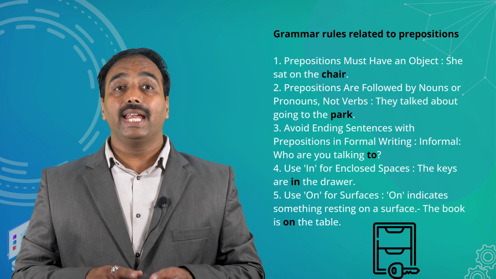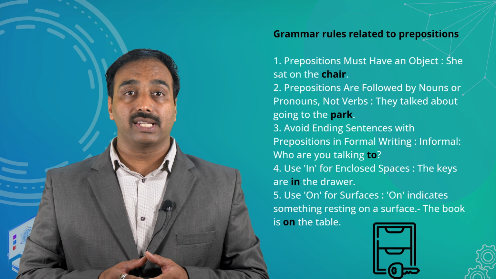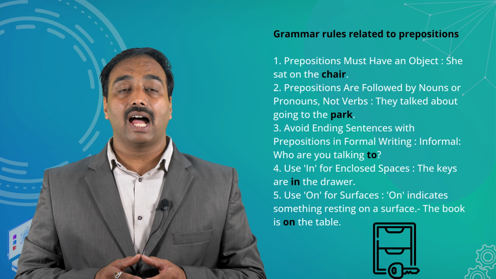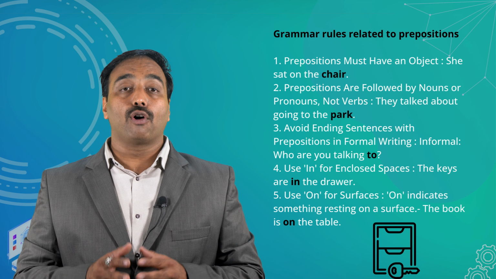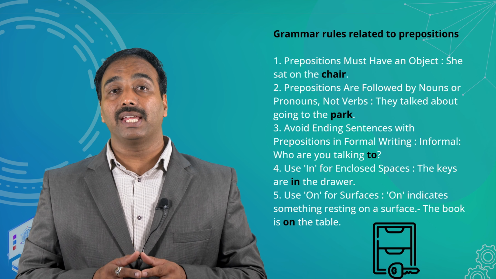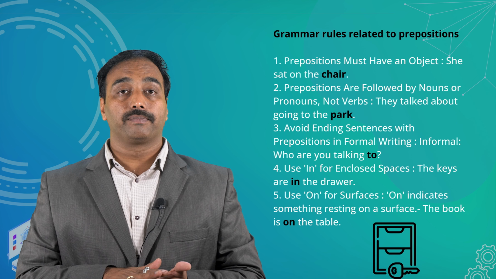Use in for enclosed spaces. In denotes something within an enclosed space. Example: the keys are in the drawer. I am in the classroom. Use on for surfaces. On indicates something resting on a surface. Example: the book is on the table.